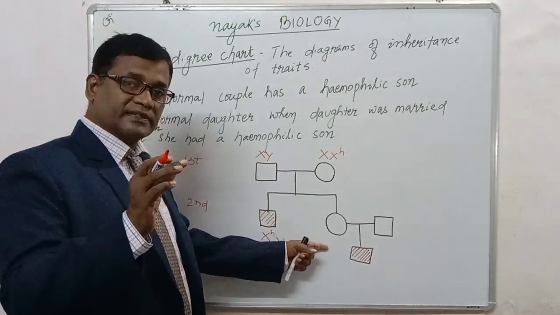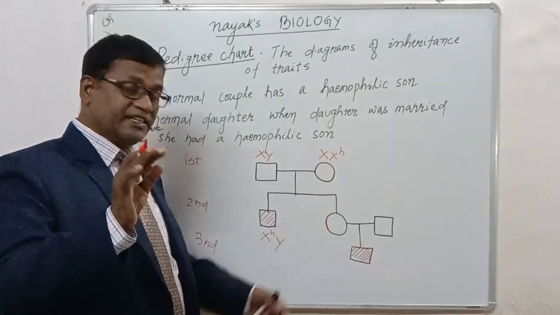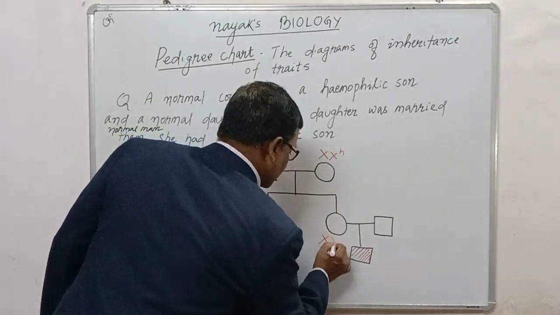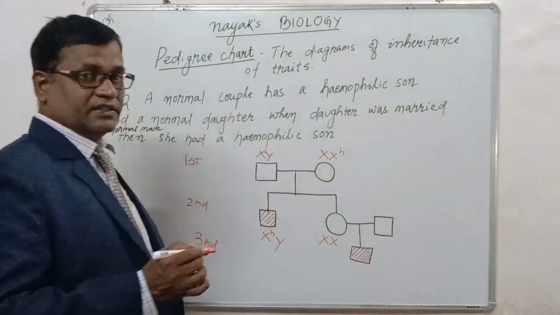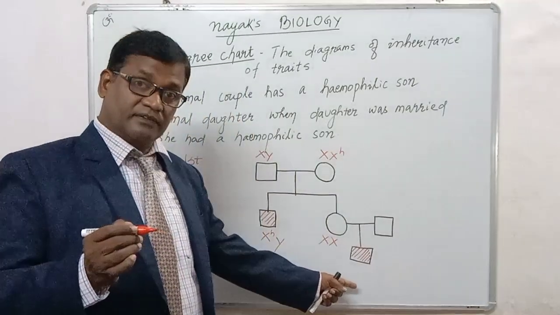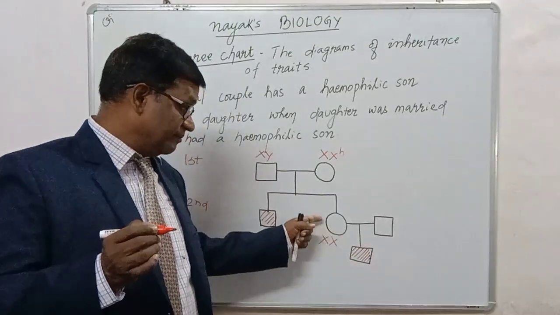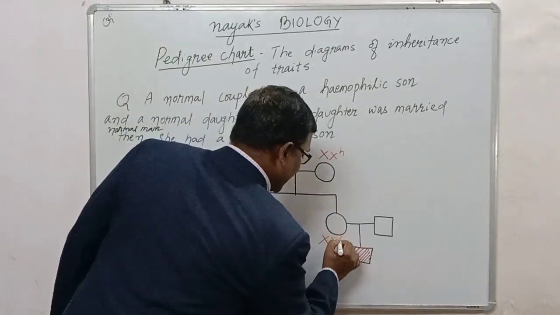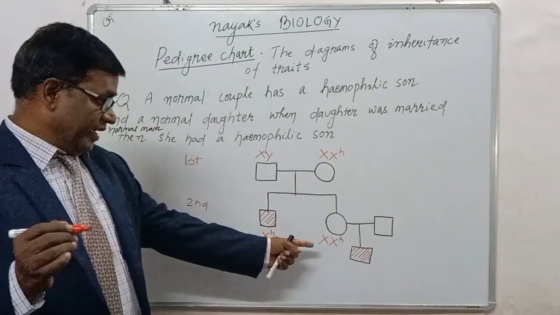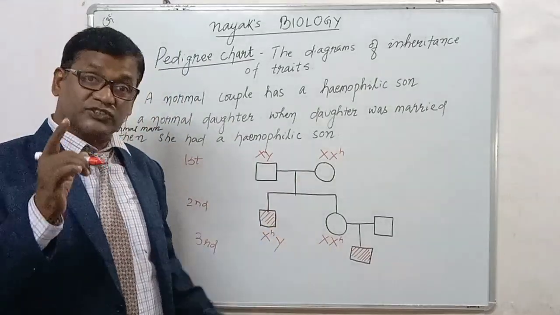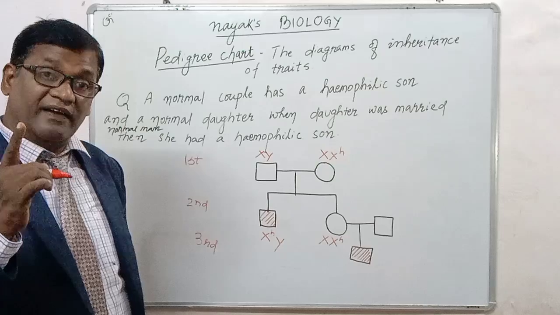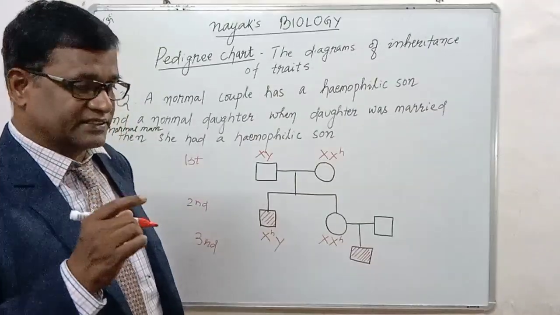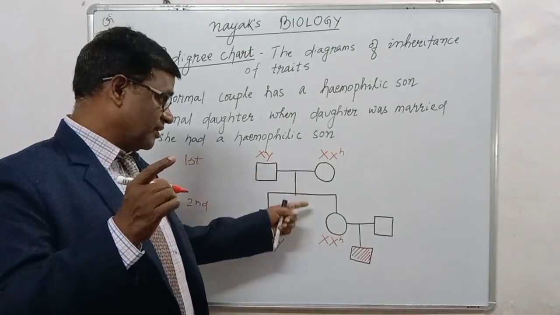Now come to the normal daughter, because this X chromosome is not inherited by the daughter. The daughter gets one X chromosome from the father and one X chromosome from the mother. But the son is affected, so the mother is definitely a carrier. That's why we have to write it like this: among the two X chromosomes, one X chromosome is affected. Because one X chromosome is affected, they are carriers. They are not affected. That's why in both cases the parents are carriers.